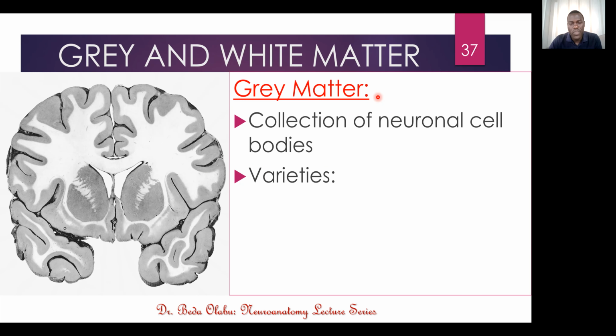There are different varieties of gray matter. This is what we call the cortex. The cortex represents the gray matter in the periphery of the central nervous system, or in the outer layer of the central nervous system. If that gray matter is on the cerebrum, then we call it cerebral cortex. If that cortex is on the cerebellum, then we call it cerebellar cortex.